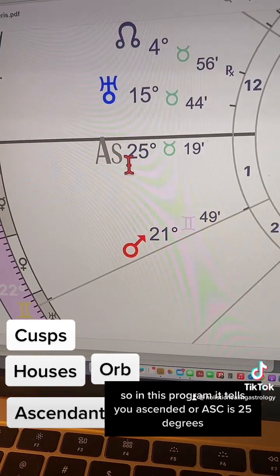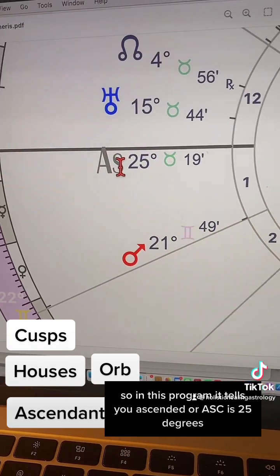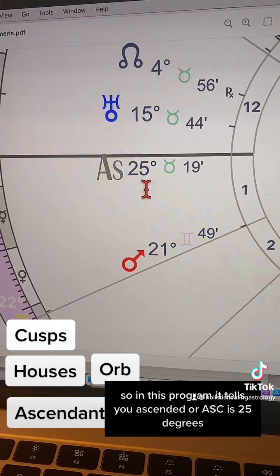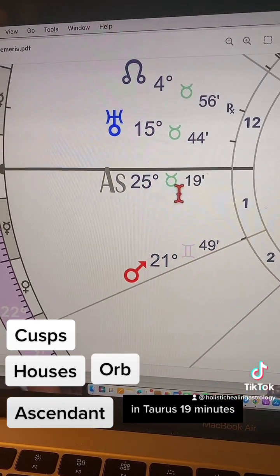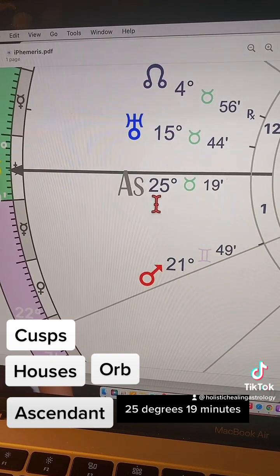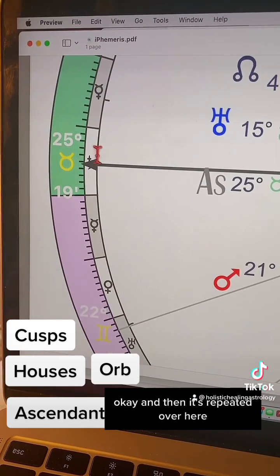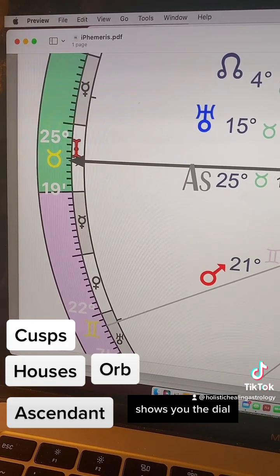So in this program, it tells you ascendant or ASC is 25 degrees in Taurus, 19 minutes. 25 degrees, 19 minutes, okay? And then it's repeated over here. It shows you the dial.